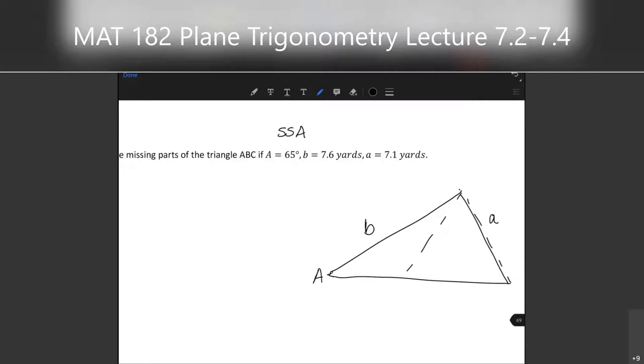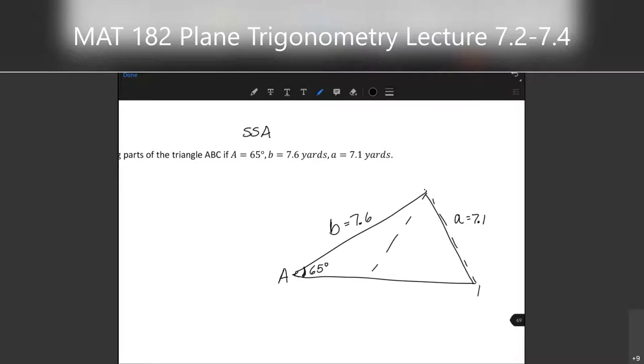We know side length A is fixed, so that is 60. We know side length B is fixed, so that'll be a fixed side. That won't change. And we know side length A is also fixed. We'll call that 7.1. So this is angle B over here, and this will be called angle C. I'm going to get rid of this for just a moment, just to look at the overall triangle here.